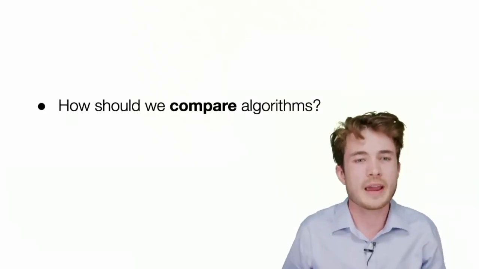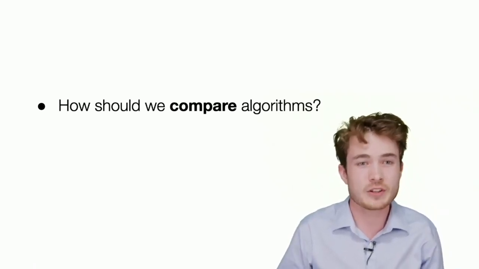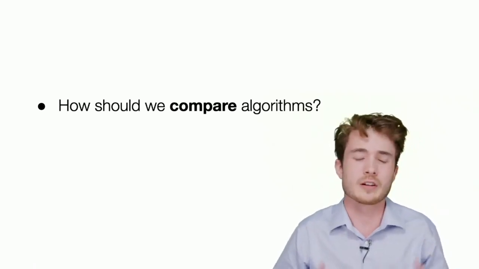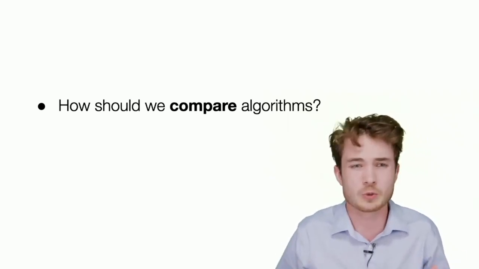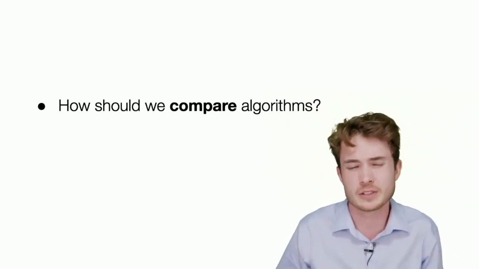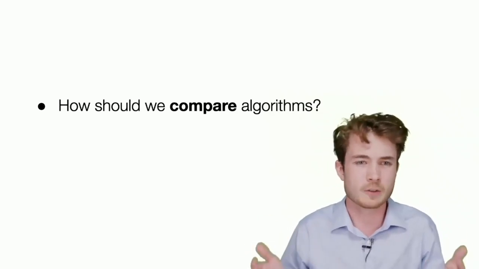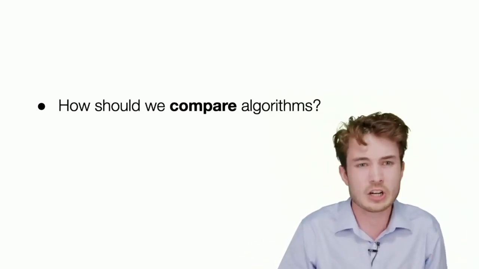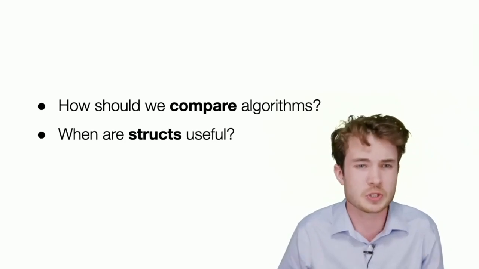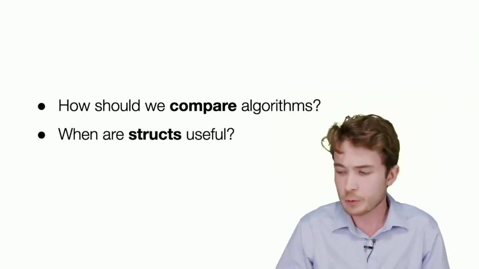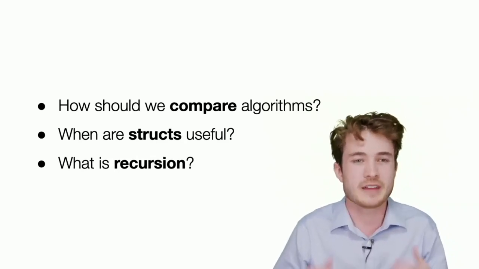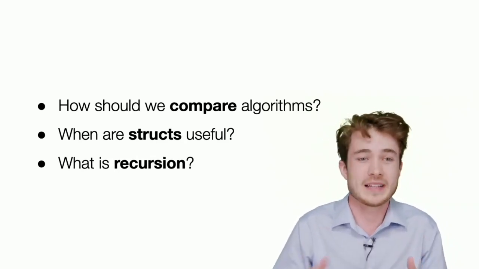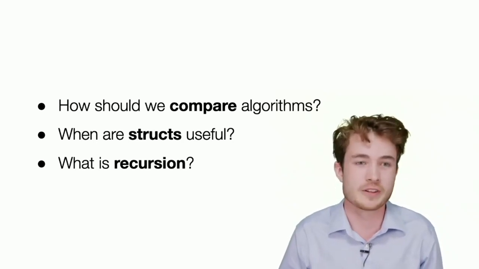Our first question is going to be, how can we compare algorithms? In lecture, we saw binary search, we saw linear search, we also saw things like selection sort and bubble sort. So how should we compare algorithms and figure out which one's better than the other for which case? We're also going to talk about structs. Why are structs useful? When would we even use them? And we'll then talk about recursion. What is recursion? How do we build our own recursive algorithms? And have an exercise for ourselves at the very end to actually write our own recursive algorithm here.